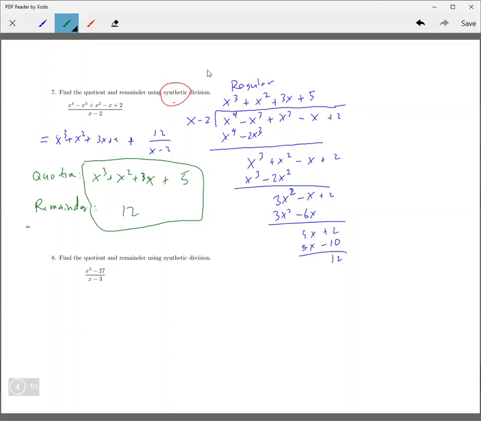Okay, now synthetic division. What happens there? Instead of having to remember to subtract, like here you have to subtract, there you have to subtract, here you have to subtract.